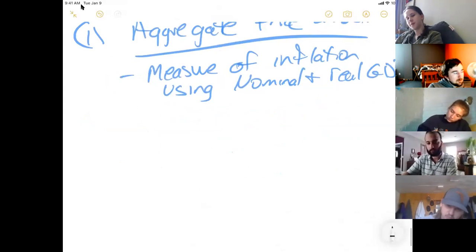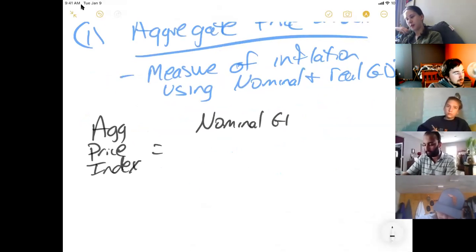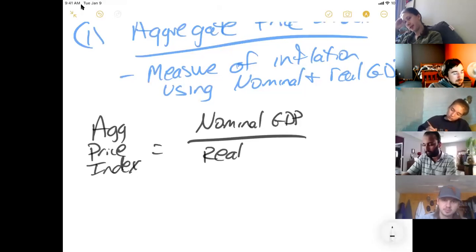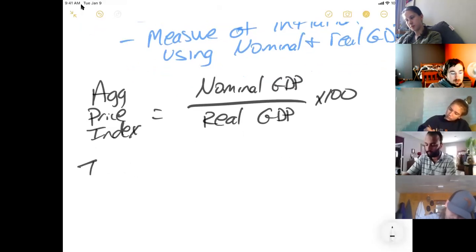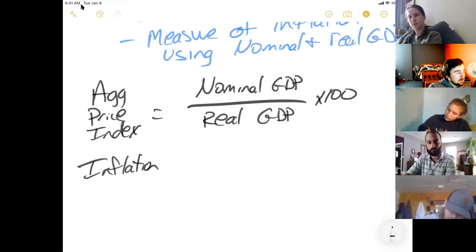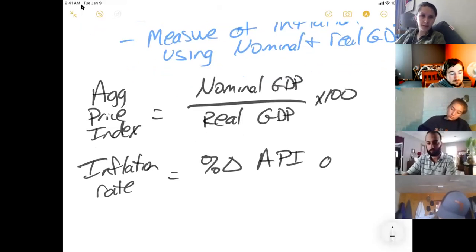So, what is the aggregate price index? It is just nominal GDP divided by real GDP times 100. It's just a ratio of nominal GDP to real GDP. And then to get the inflation rate, you calculate the percent change in the aggregate price index over time.